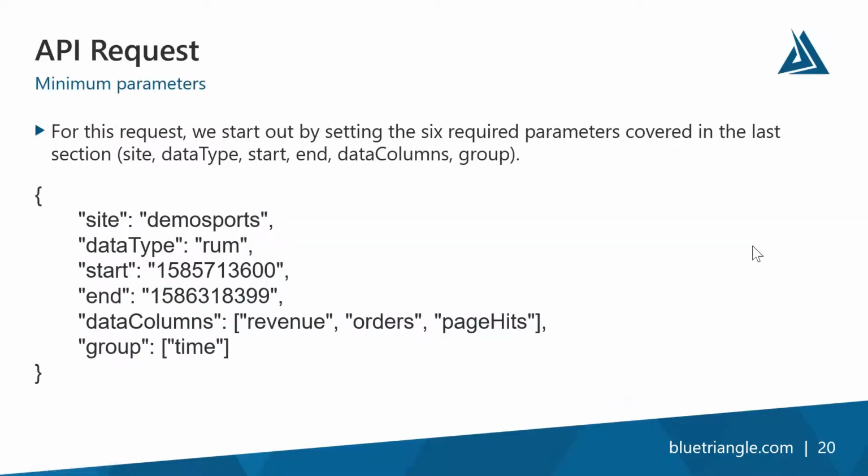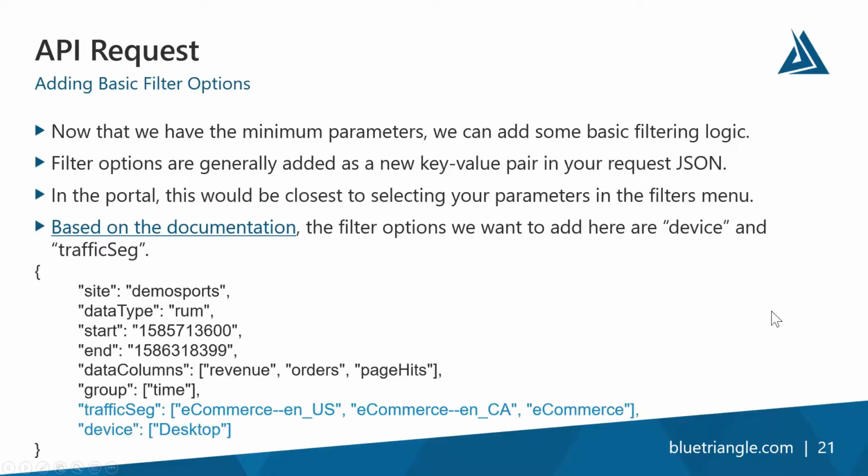To start out, we're going to set the 6 required parameters that we just went through. We're going to go ahead and set those up, and we're going to plug in the revenue, orders, and page hits in the data columns array, and then the group by time. The start and end here can be the epoch in seconds for whatever you like. And since this is revenue and orders we're talking about, this is going to be RUM data.